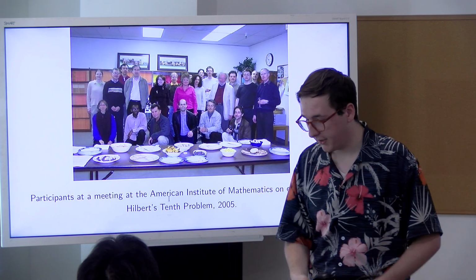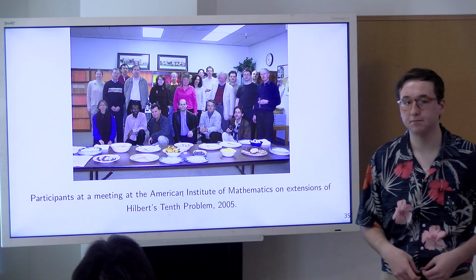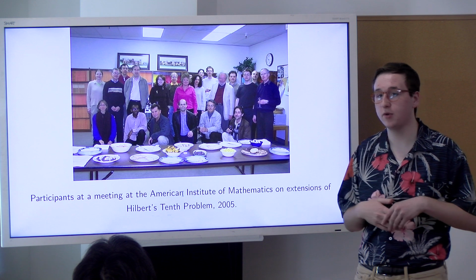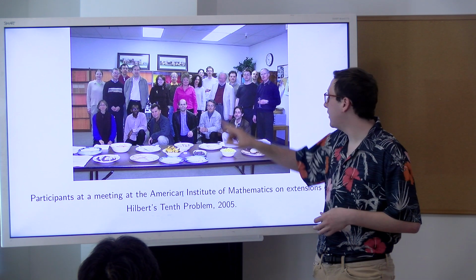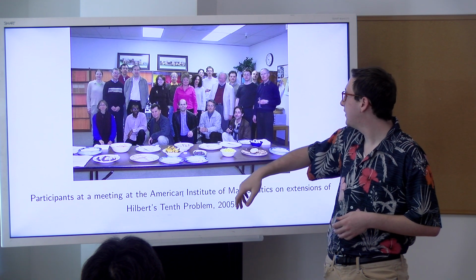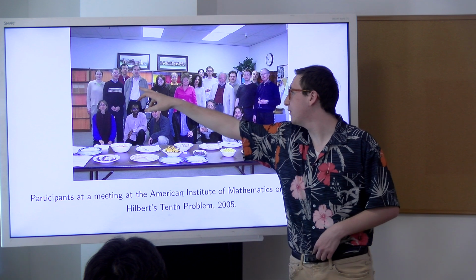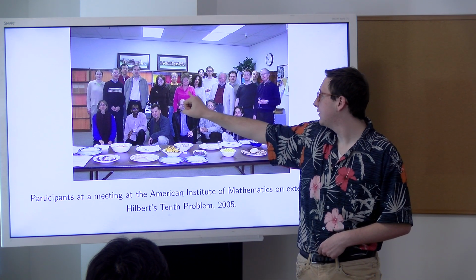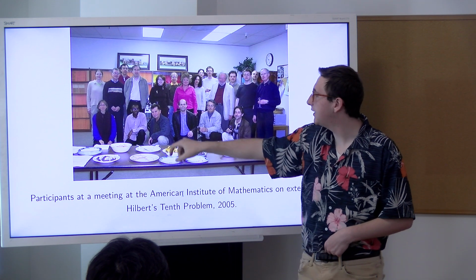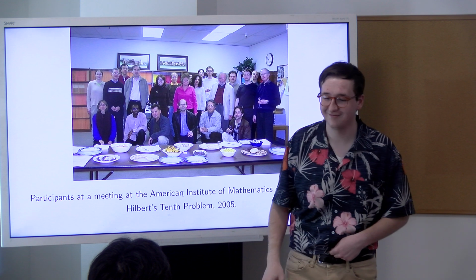Okay. So here is a picture of a meeting to discuss generalizations of Hilbert's 10th problem that took place in 2005. You can see Martin Davis, and then some other important figures. More recently, there's Yuri Matyasevich. This guy's name is Bjorn Poonen, Alexandra something, and this is Kirsten Eisentrager, who's a professor at Penn State.